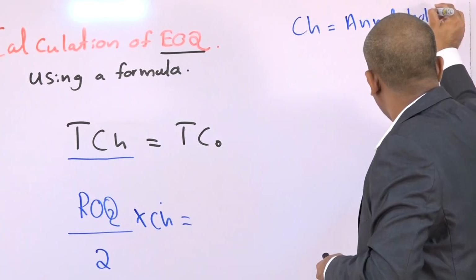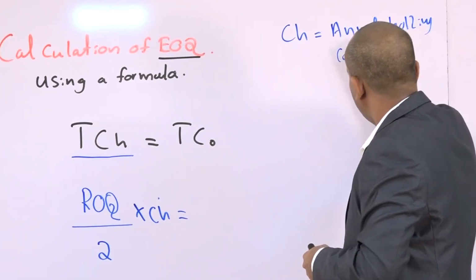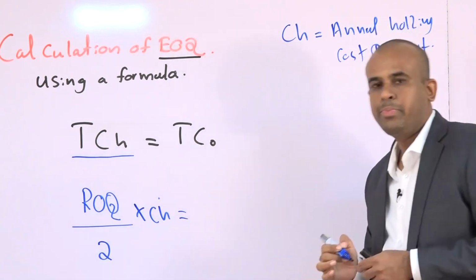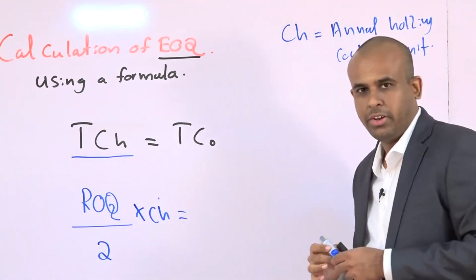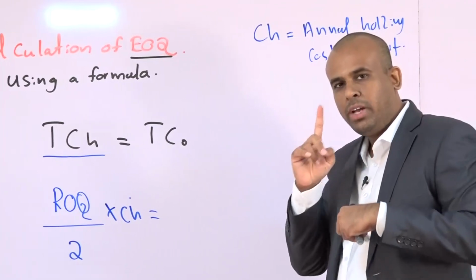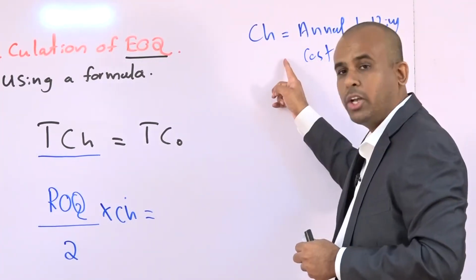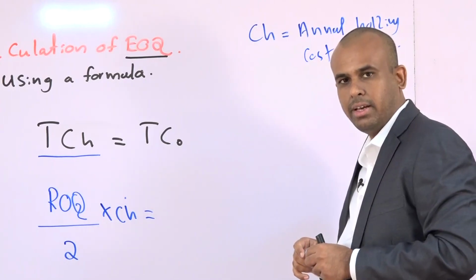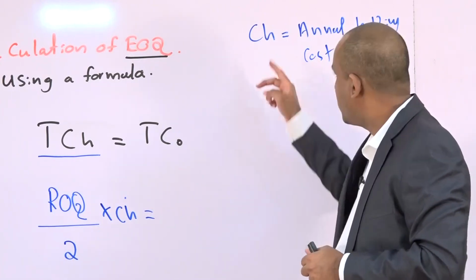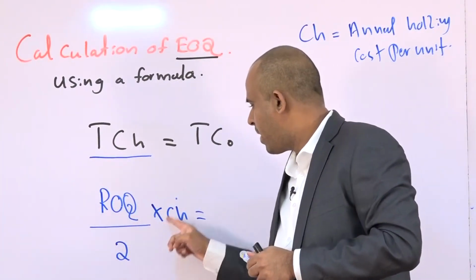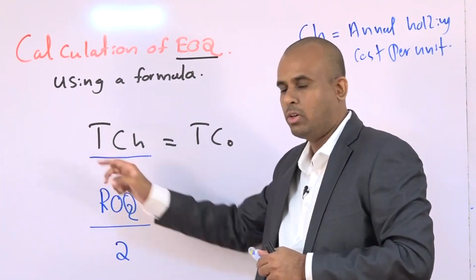So let me just explain what is the cost of holding. Annual holding cost per unit. What do you mean by this? Annual holding cost per unit, which means to keep one unit in your store for a period of 1 year, how much is the cost that you would incur. Clear? That is what you call as CH. So when you multiply by the reorder quantity divided by 2, you get the annual holding cost.